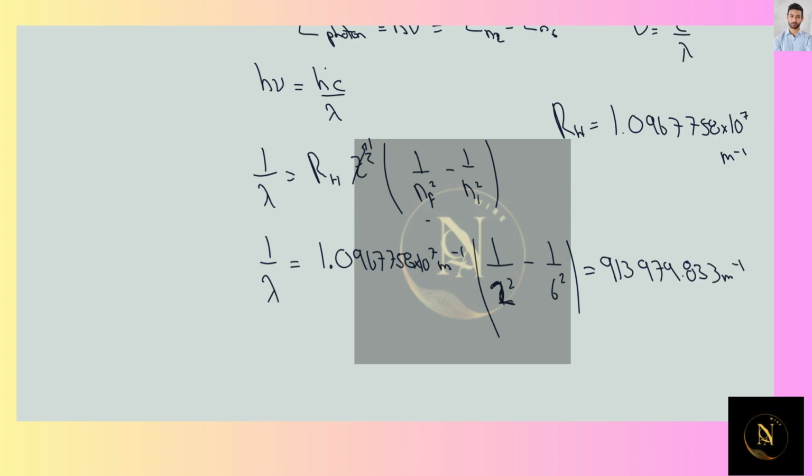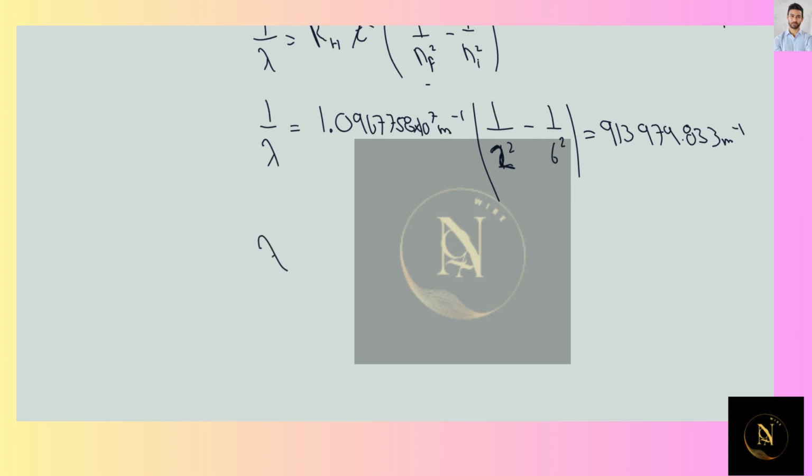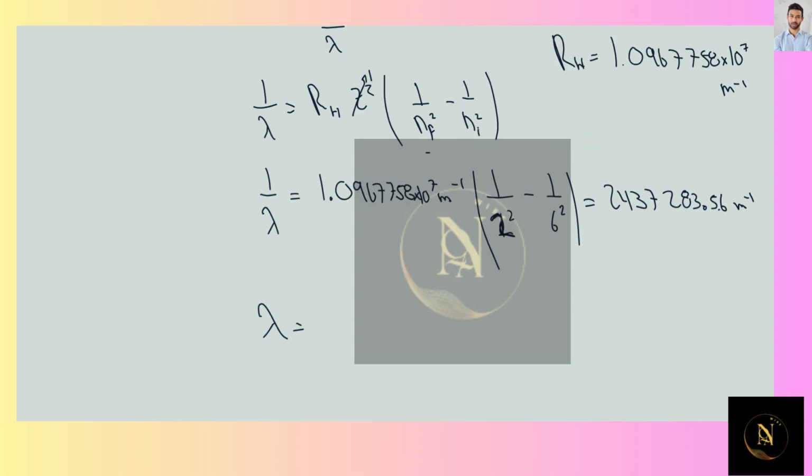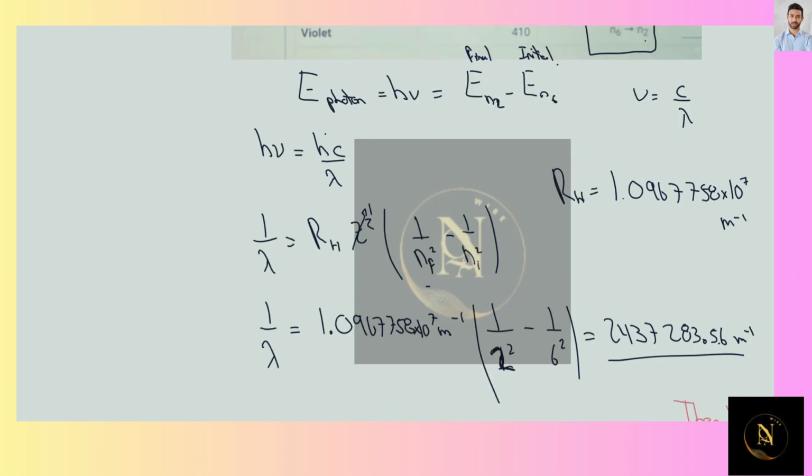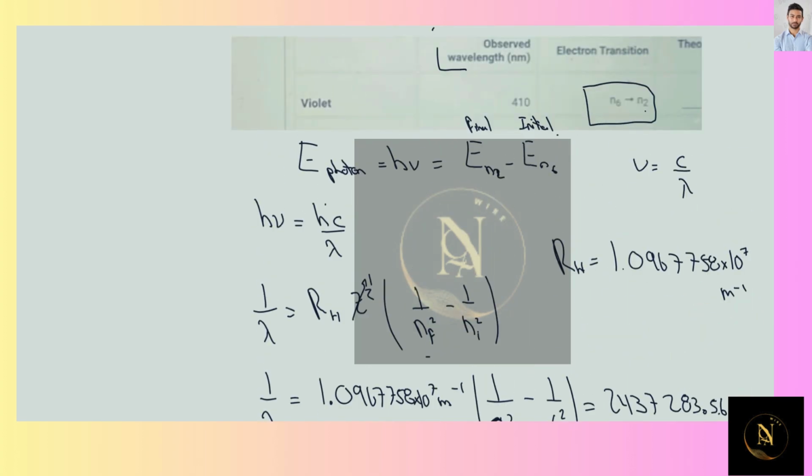So with this, our result gives us 913,979.833 meters to the minus 1, which upon taking the inverse, we're going to get the value for lambda, which gives us 4.103 times 10 to the minus 7 meters, which is equal to 410.3 nanometers. So this would be our theoretical value for lambda in this scenario. And as you can see, the theoretical value is going to match up perfectly with the observed wavelength in your experiment.